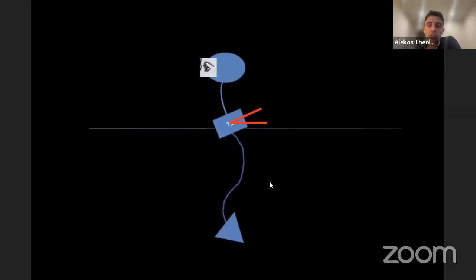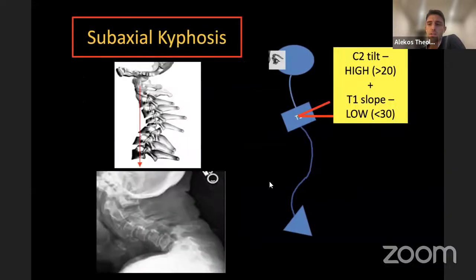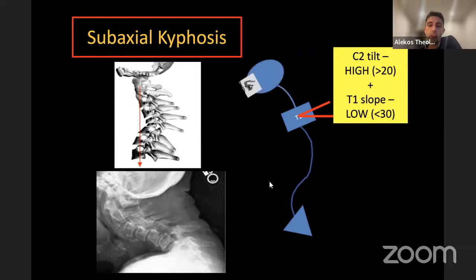And I use T1 slope as the equator for this. Things above the equator, the T1 slope, will manifest differently radiographically, whereas those below will have different parameters. And I mainly focus on the C2 tilt in combination with the T1 slope. So those patients who have an isolated subaxial kyphosis will have a low T1 slope, and then they will have a high C2 tilt as a result of compensation to the upper cervical spine, the OC to C2.